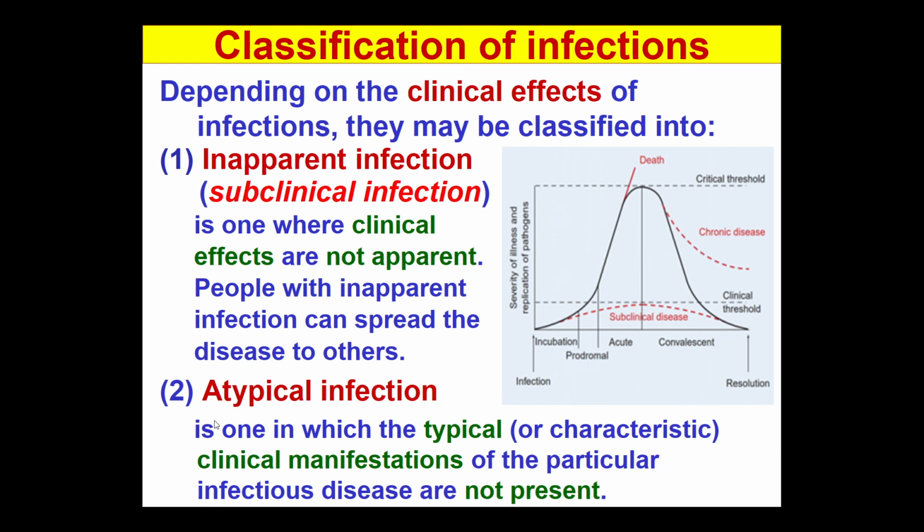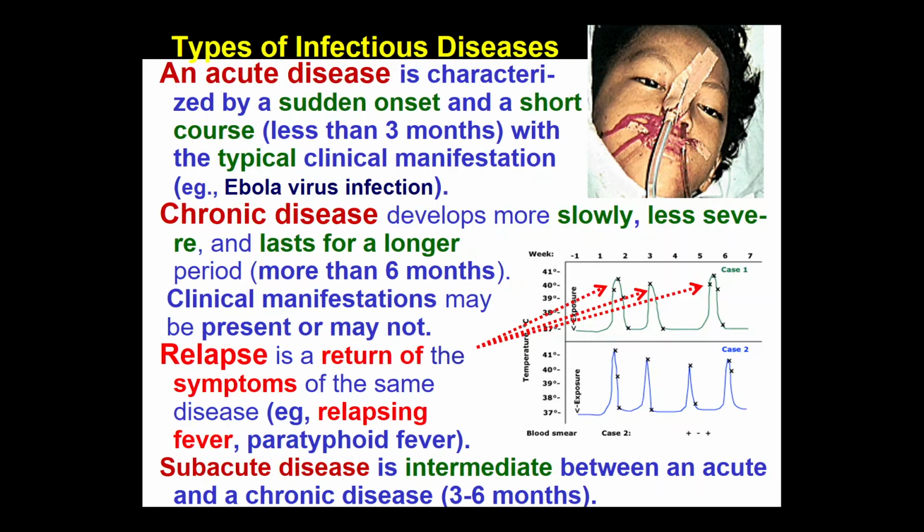Atypical infection, the second type, is one in which the typical or characteristic clinical manifestations of the particular infectious disease are not present. In a typical infection, typical clinical manifestations are present, but non-typical ones, for example moderate fever, may be present. In an inapparent infection, no symptoms occur, but in the atypical, they occur. But these symptoms cannot be used to establish a diagnosis. Too common, too unclear, but we understand that the individual is sick.